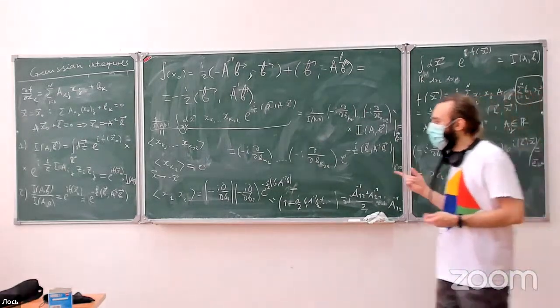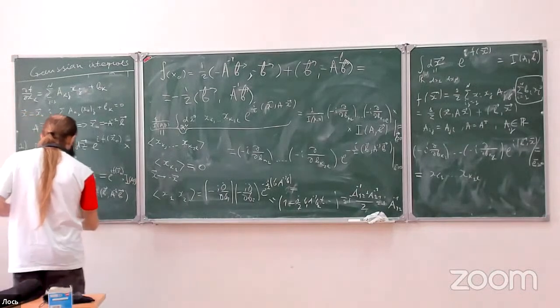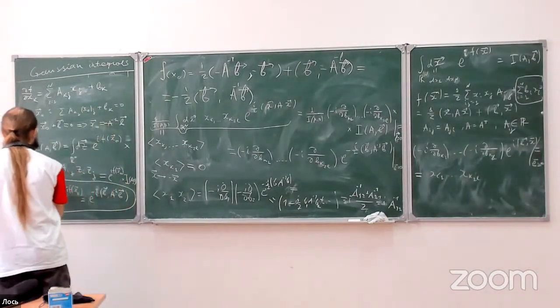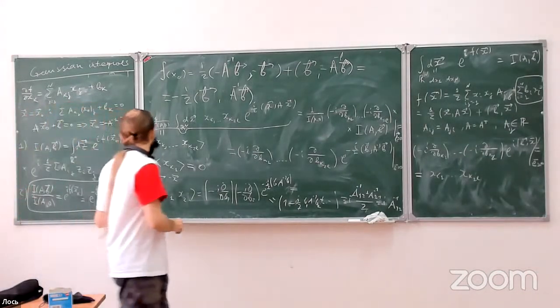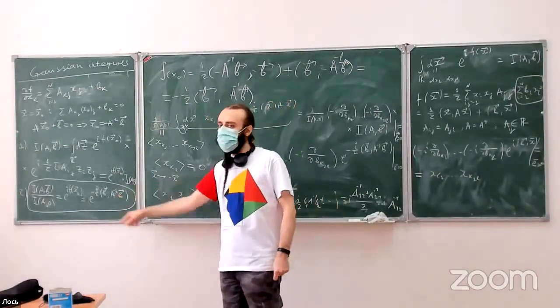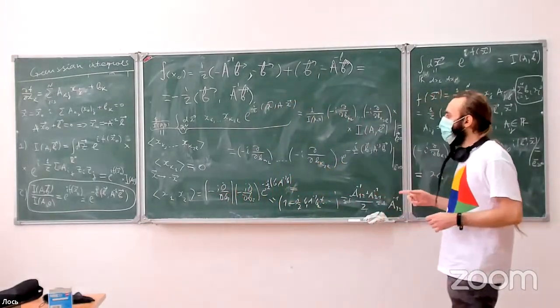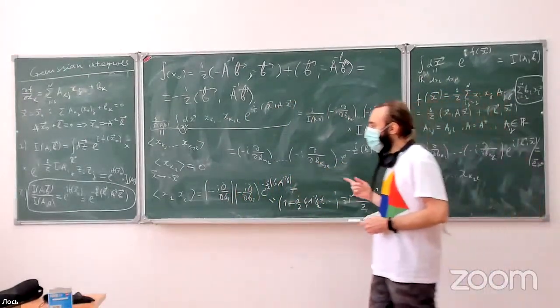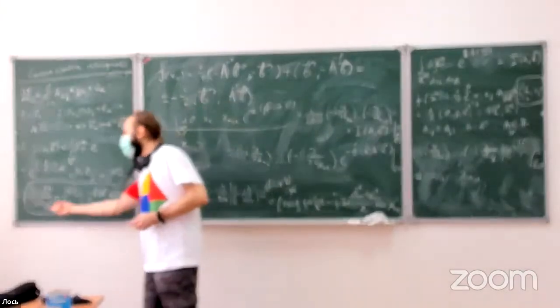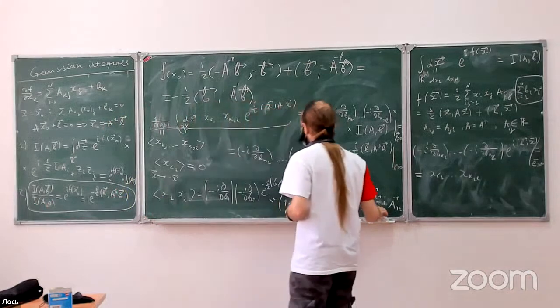Okay, so so far we computed only this ratio of the two integrals. We know that this is a quadratic exponential. But now we want to compute the integral itself. So it's sufficient to compute it for zero vector b.